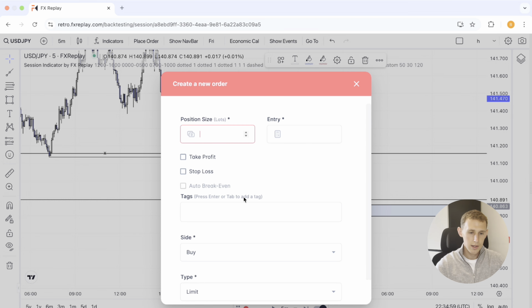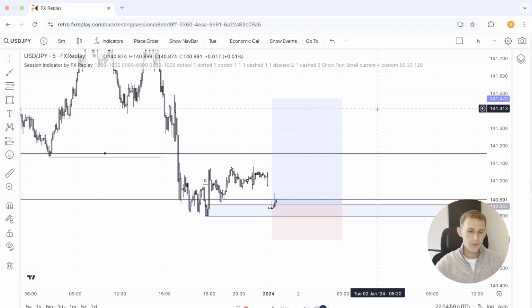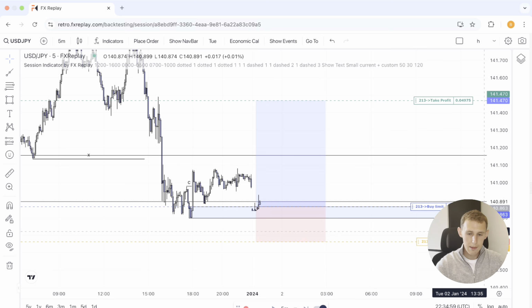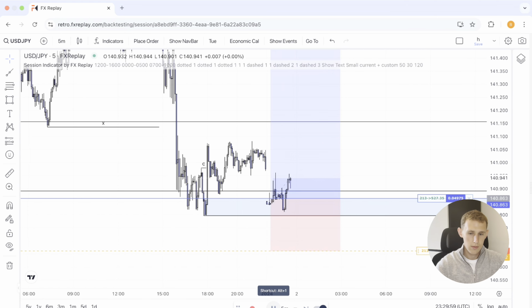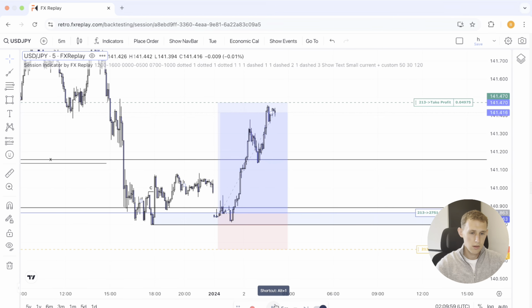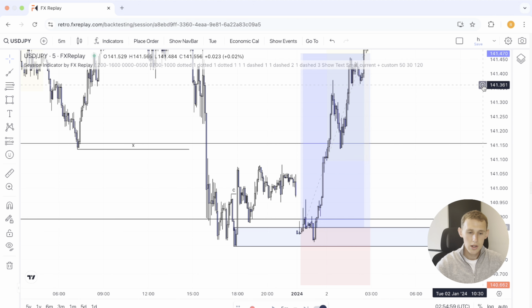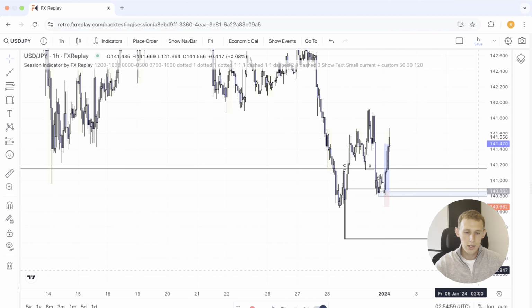Okay, now it should let us. We go. So limit is set. Let's have a look how this goes. There we go, nice reaction. Nice one. So pretty perfect trade actually to start off the session, using all of the confluences that I just discussed previously.